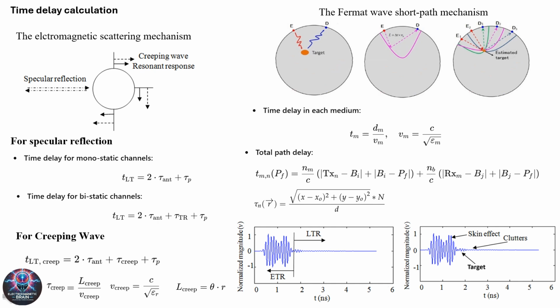A clear and strong target signal is necessary for accurate imaging, and the position of this peak is crucial for determining the target's exact location.